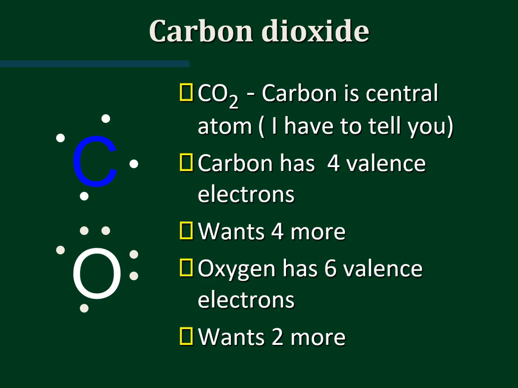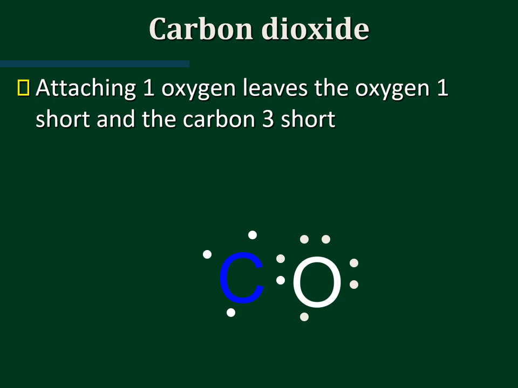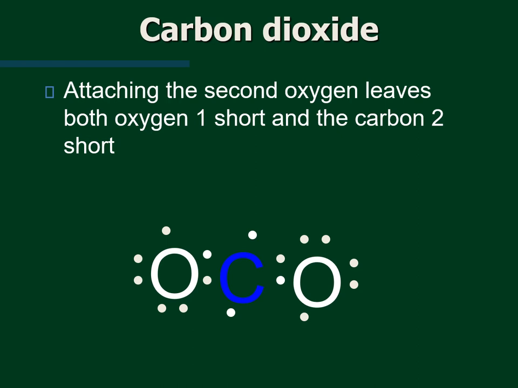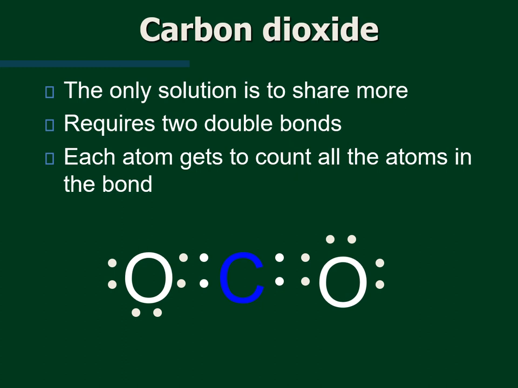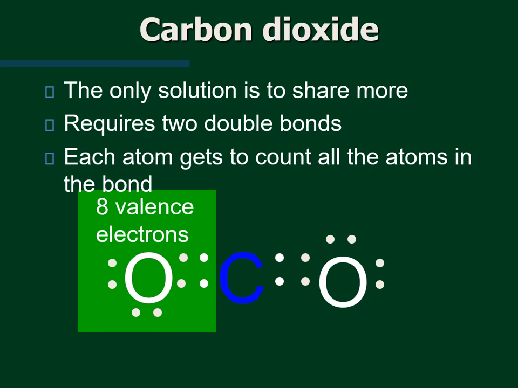Attaching one oxygen leaves the oxygen one short and the carbon three short. So we attach the second oxygen, which leaves both oxygens one short and the carbon still short. The only solution is to share more. It requires two double bonds, so each atom gets to count all the electrons in the bonds. They each have eight valence electrons.